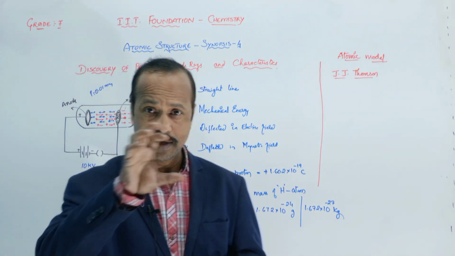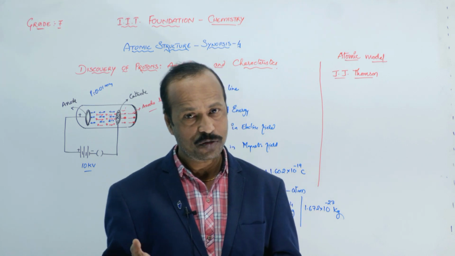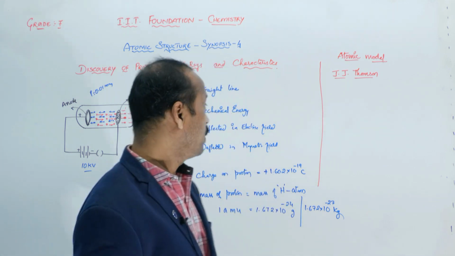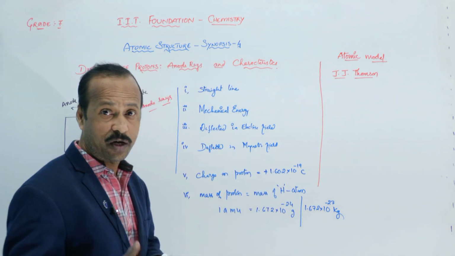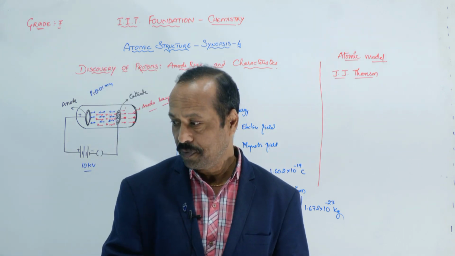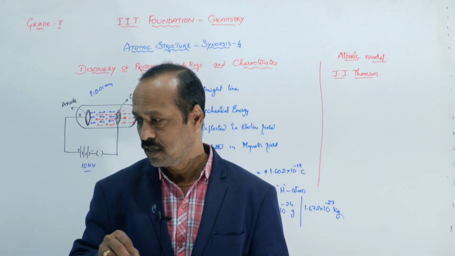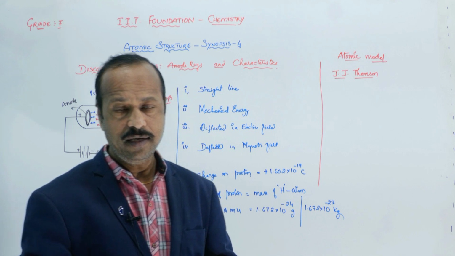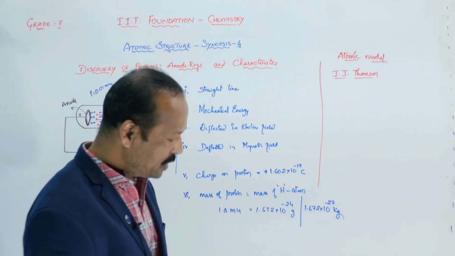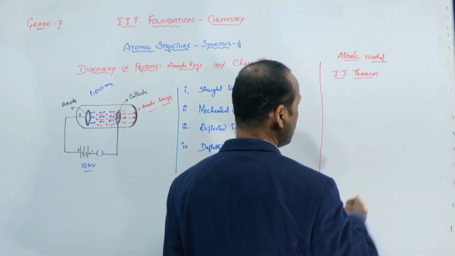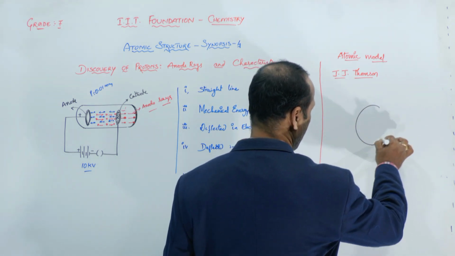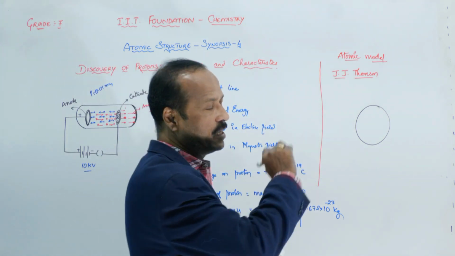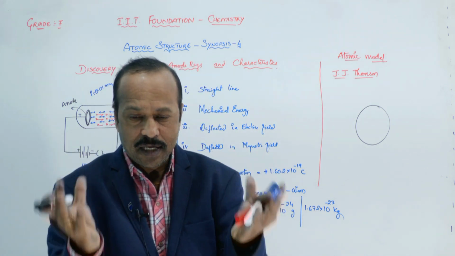When we break the atoms, smaller particles are released, called electrons and so on. When J.J. Thomson discovered the electrons, he did not know about the protons and how they are present. But he knew that positive charge is present in the atom. Based on that, he proposed an atomic model. According to his model, atoms are spherical in shape, like a ball. Here it looks like a circle, but imagine that they are spherical.